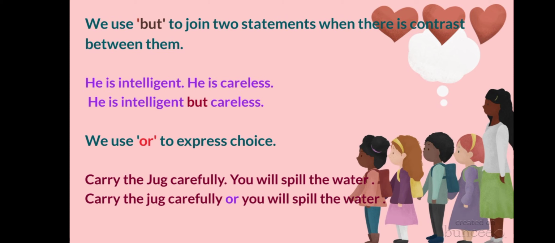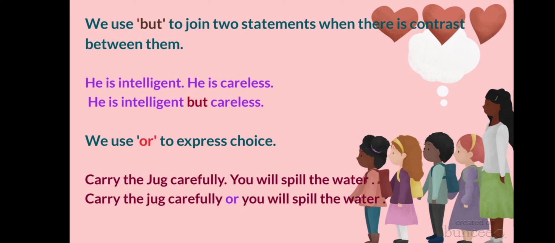If someone is intelligent, he is supposed to be careful, not careless. So here we got that intelligent and careless, these are totally opposite. So we have to use but here to join these sentences. So the sentence will be: he is intelligent but careless.